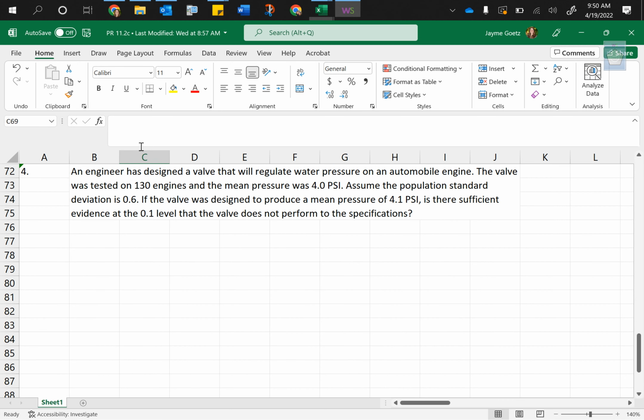Number 4, an engineer has designed a valve that will regulate water pressure on an automobile engine. The valve was tested on 130 engines and the mean pressure was 4 psi. Assume the population standard deviation is 0.6. If the valve was designed to produce a mean pressure of 4.1, is there sufficient evidence at the 0.1 level that the valve does not perform to the specification? So go ahead, take a minute, and write down all the information that you can find.